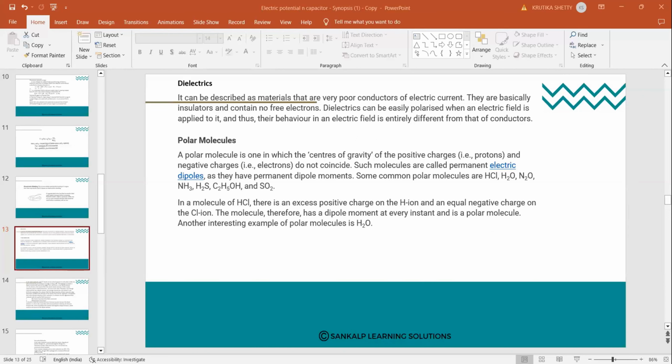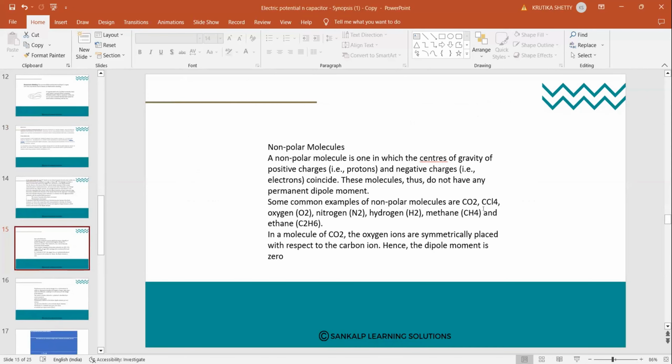Yes, polar molecule means what? That is, the positive and the negative charges are separated by some distance is called as polar molecule. Non-polar molecule, if they are coinciding with each other, then it is called as the non-polar molecule. So for non-polar molecules, examples are CO2, CCl4, O2, nitrogen, hydrogen, methane, ethane. These are the examples for non-polar molecules.